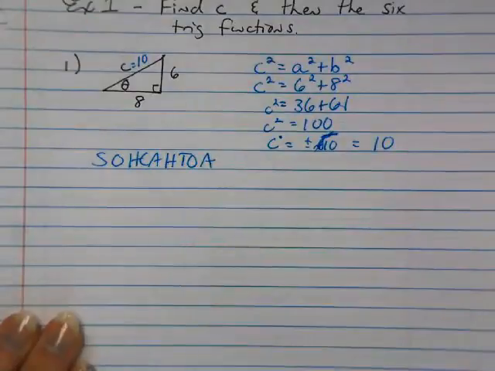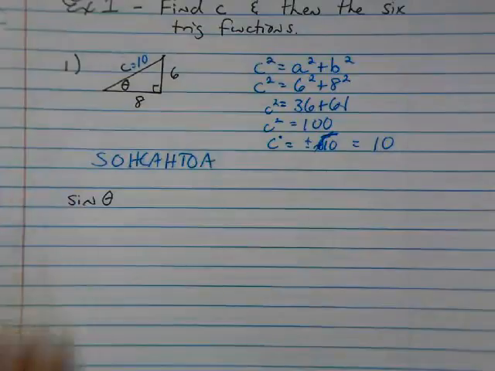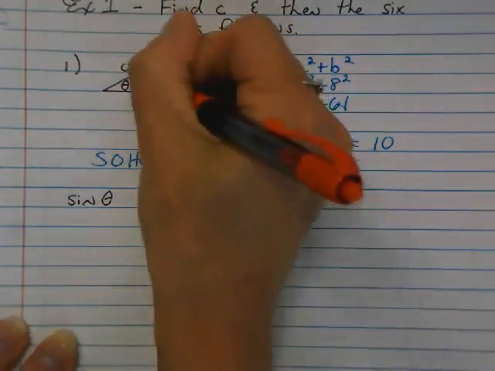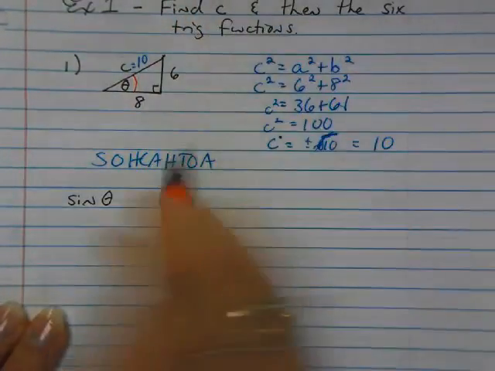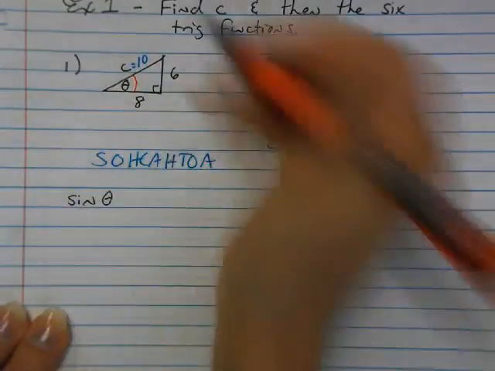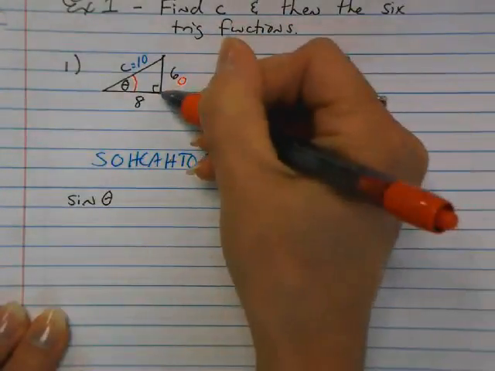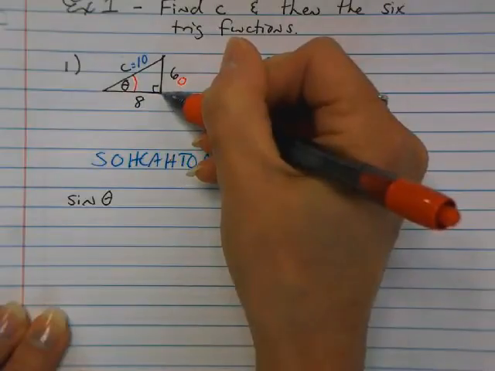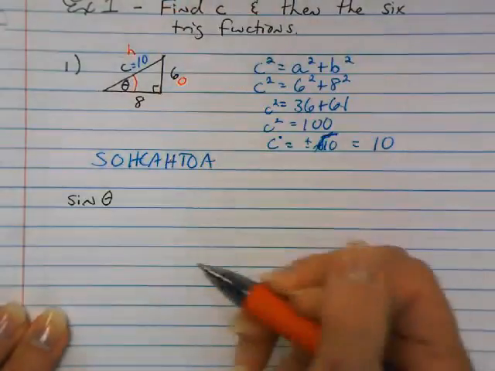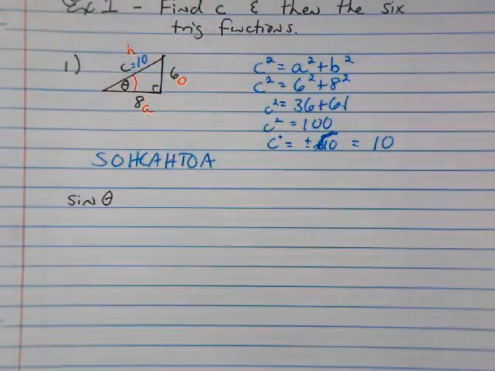Alright, here we go. So first thing I want is the sine of theta. So go up to your picture, and I want you to go ahead and label. If you are standing at theta, what side is directly opposite you? Directly opposite theta is 6. Put a little O. Now go to your right angle. Directly opposite your right angle is the hypotenuse. Put a little H. And that means that 8 by process of elimination is the A.